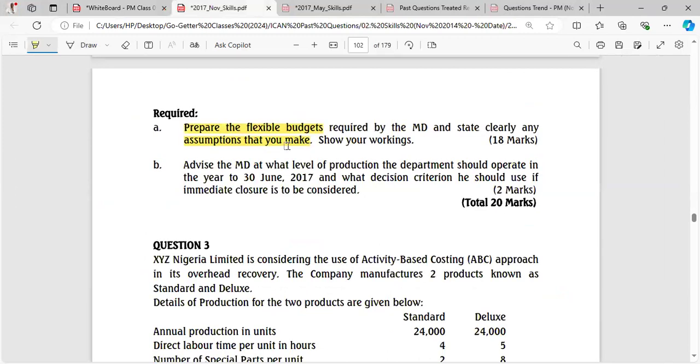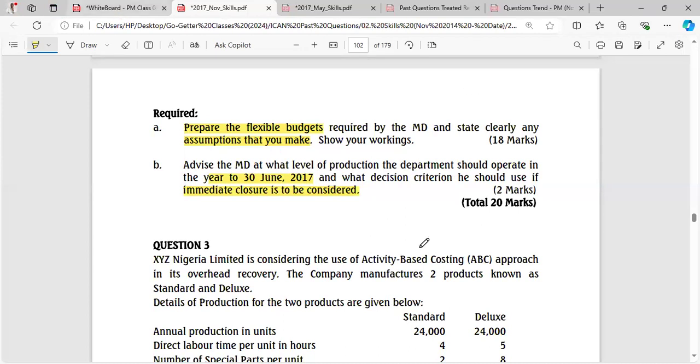They said prepare the flexible budget required by the MD and state clearly any assumptions you make. Show your workings. All the workings we did clearly show our assumptions. So advise the MD at what level of production the department should operate in the year to June 30th, and what decision criteria should he use if immediate closure is to be considered.